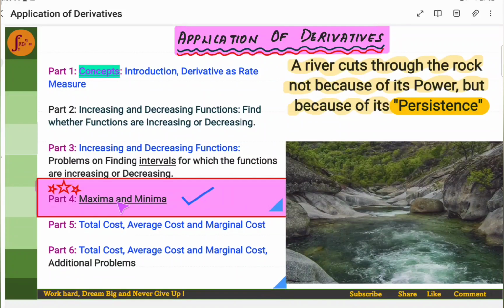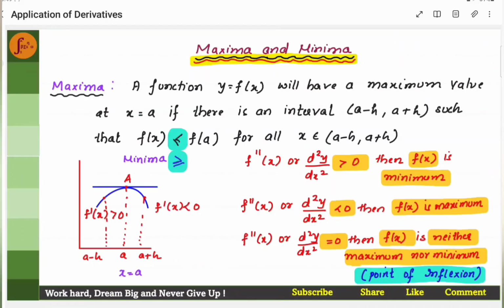Hi everyone, in this video we'll go through concepts on maxima and minima along with examples. What is maxima and minima of a function? Look at this particular graph.